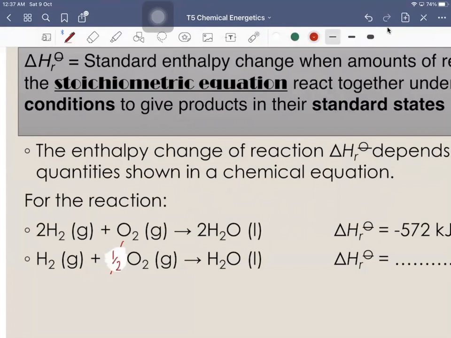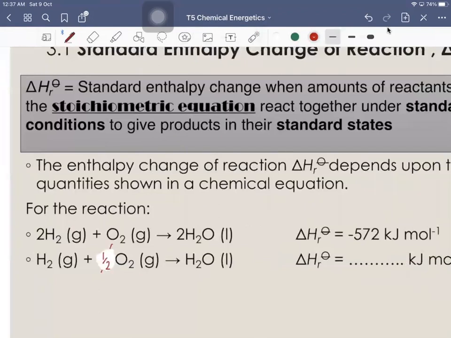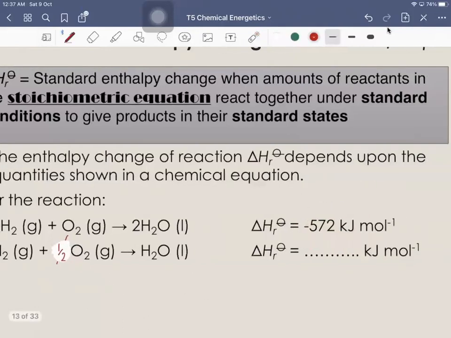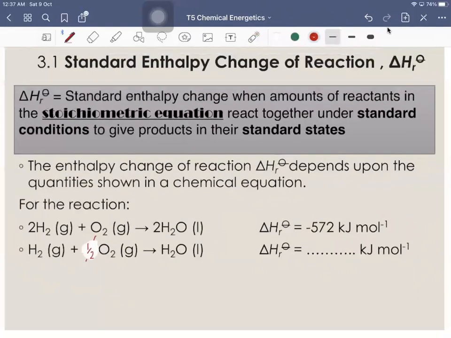Okay, so since the value to produce 2 moles of water is negative 572, the enthalpy change to form 1 mole of H2O would be just half of that number. Okay, and it turns out to be negative 286 kilojoules per mole. So this is what we meant by enthalpy change depends on the stoichiometric ratio.